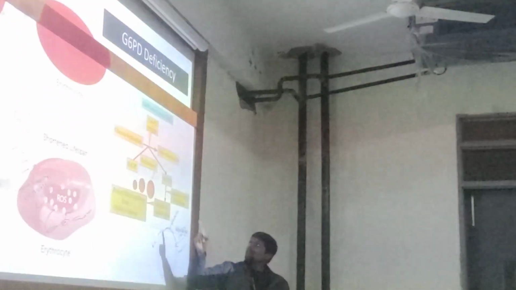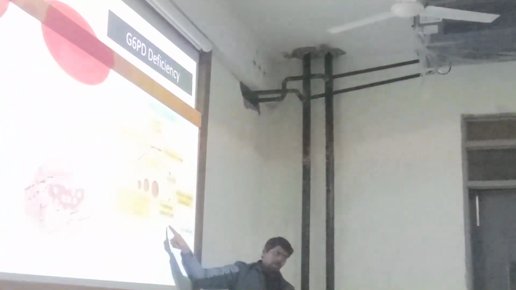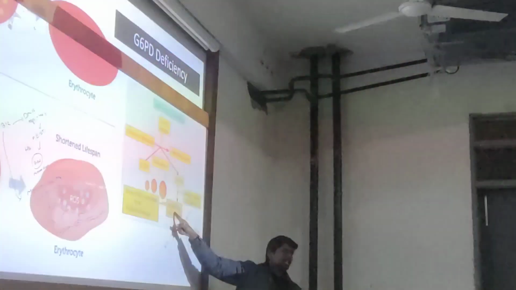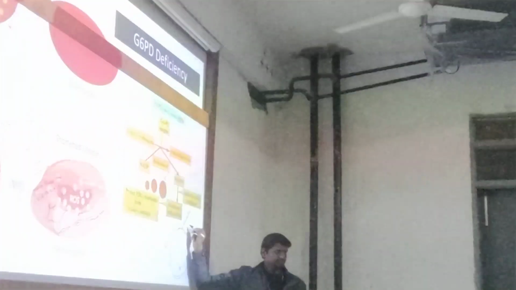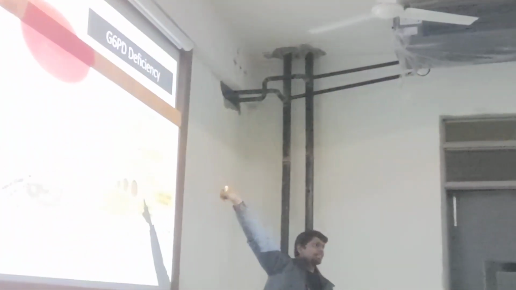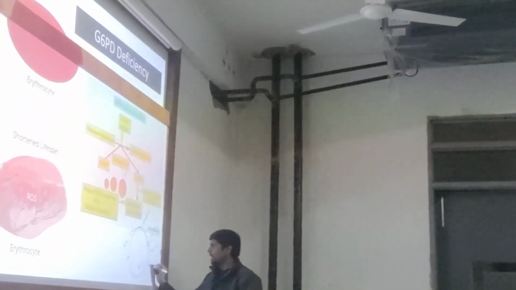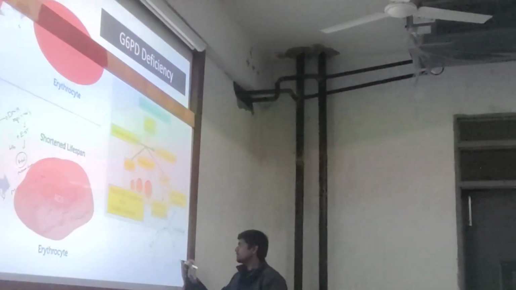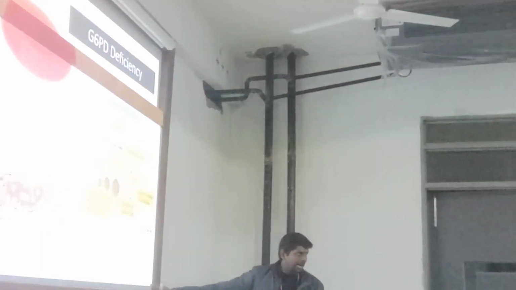Now let us see. When there is no this enzyme, there won't be NADPH, there won't be glutathione. So the cell will be fragile and it will be easily lysed. Okay, so that is how G6PD deficiency leads to an anemia. Such anemia is called hemolytic anemia. G6PD deficiency leads to hemolytic anemia.